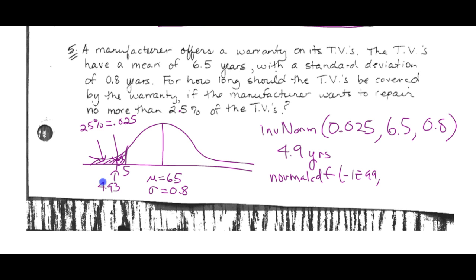So when you're using normal CDF, you're either going from the left up to a number, so it's -1 E99 up to the number, or you're going between two numbers, lower and upper, or you're going from a number all the way to the right, in which case it's the lower bound and then 1 E99. Now we're going to give that to you on the formula sheet. It'll specify how to enter this, okay, and you should have practiced enough.